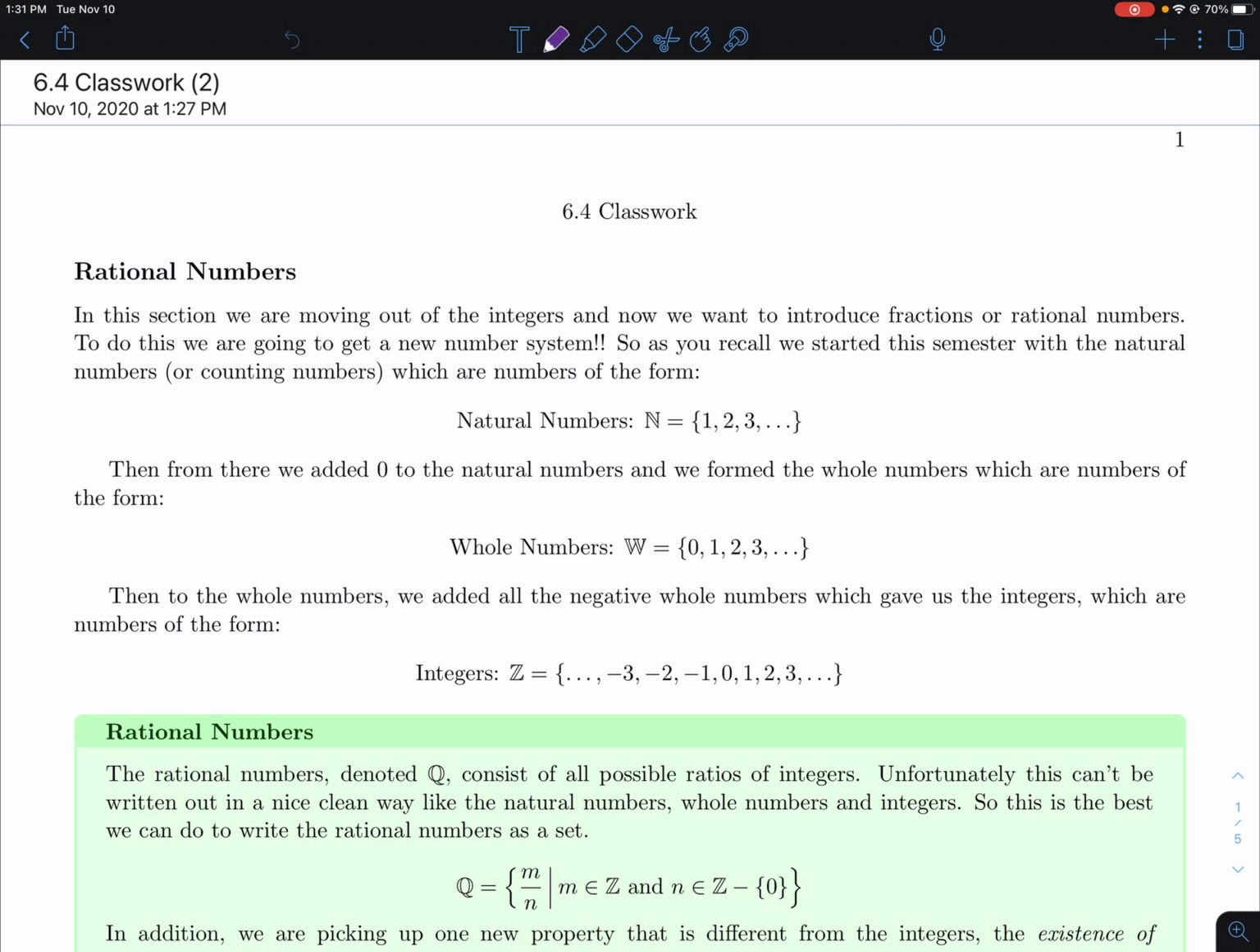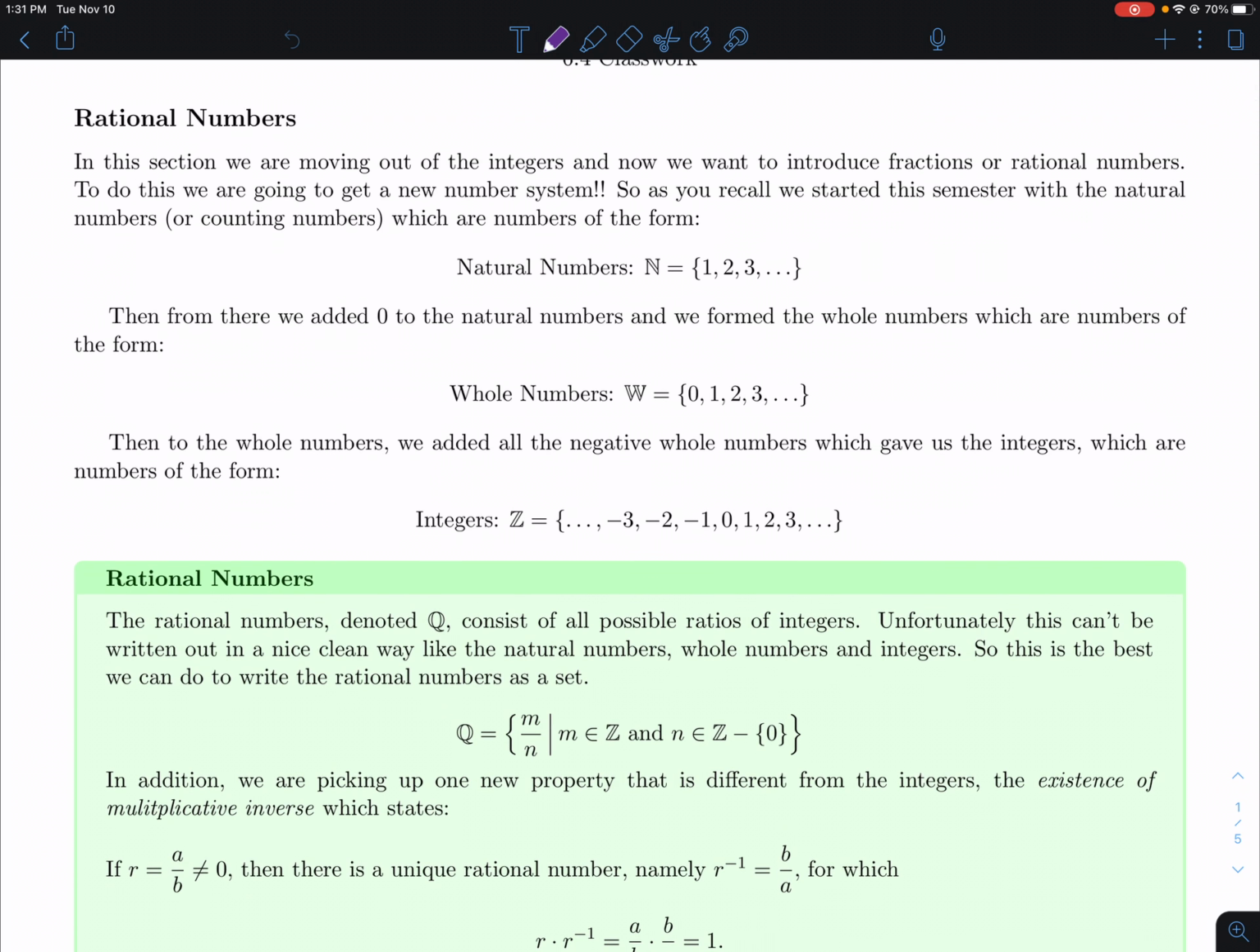Otherwise, today we're moving on to the last topic in this unit, which is talking about the rational number system. Just to refresh us, this is going to be the fourth number system that we've learned so far this semester. Remember, we started off in the beginning of the semester learning about the natural numbers, which is the same thing as the counting numbers.